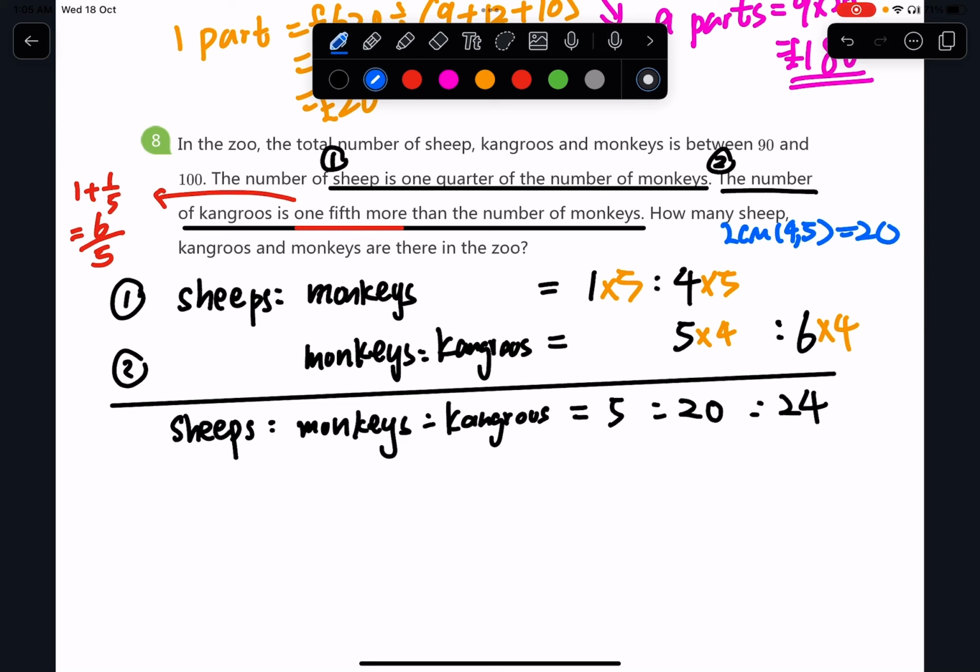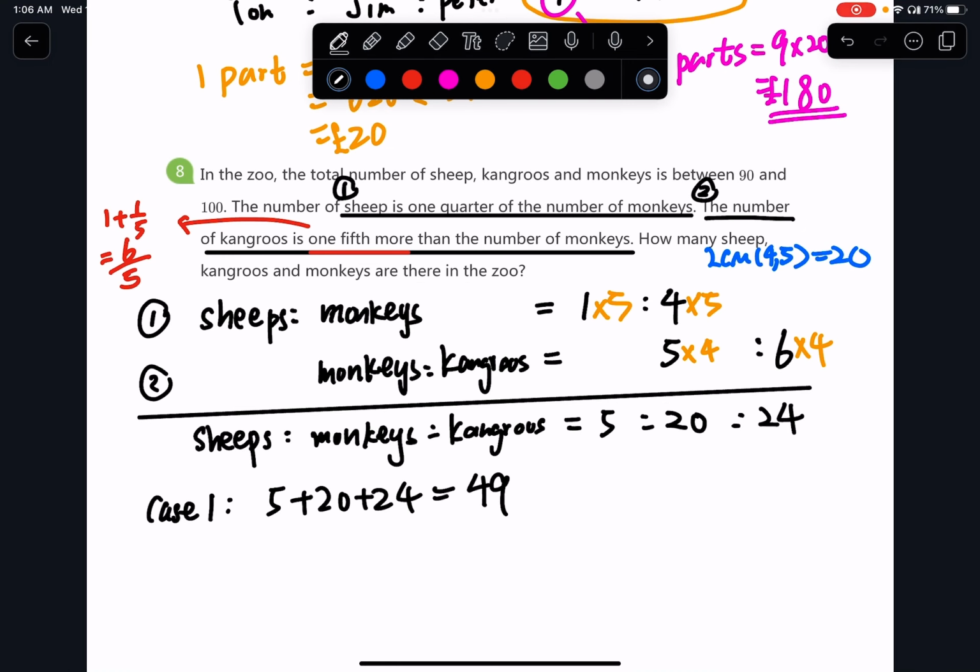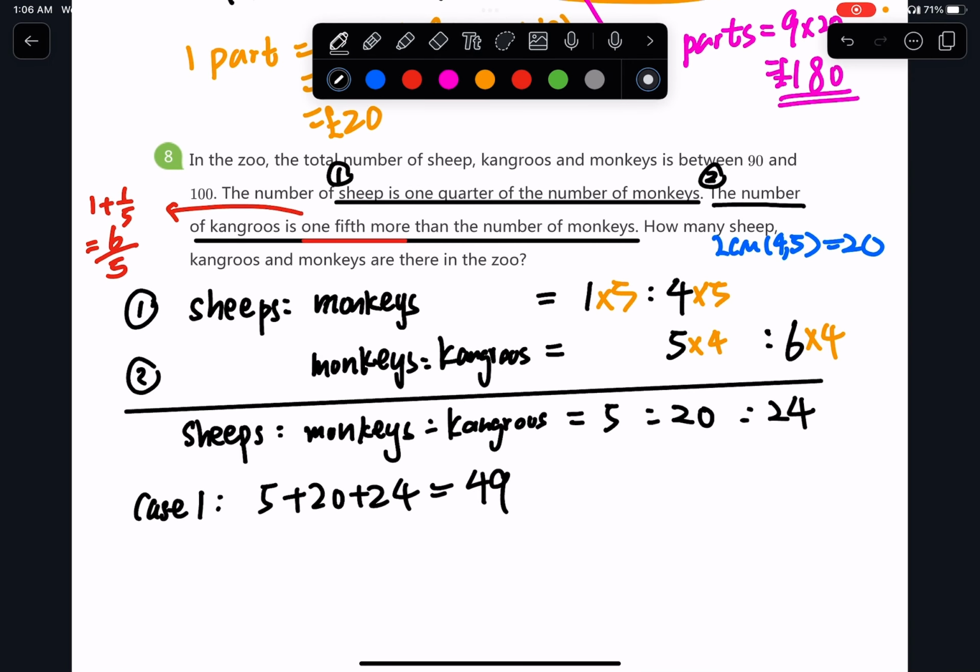Okay, so now let's find out how many sheep, kangaroos, and monkeys there are. Case 1, it is just 5 sheep, 20 monkeys, and 24 kangaroos, right? Because they are whole numbers, we can't actually get smaller than these numbers. So 5 plus 20 plus 24 equals 49. So is that the final answer? Can there be only 49 animals? No, right? Because the number should be between 90 and 100. So 49 is too small.